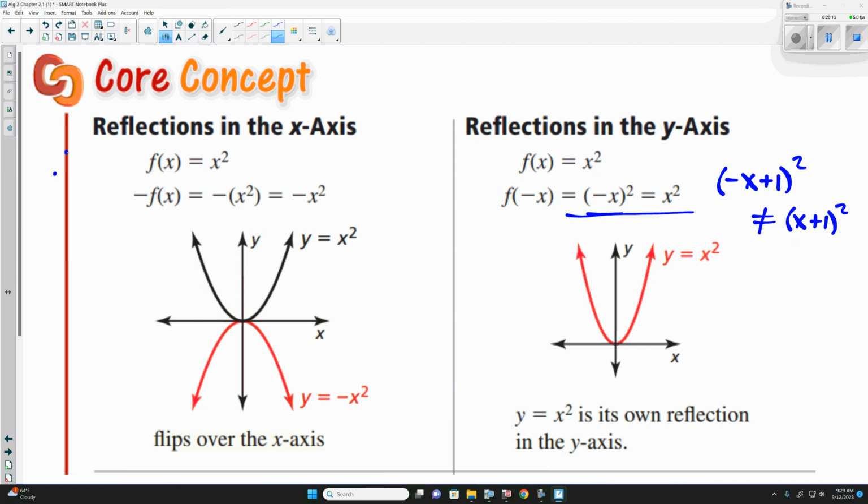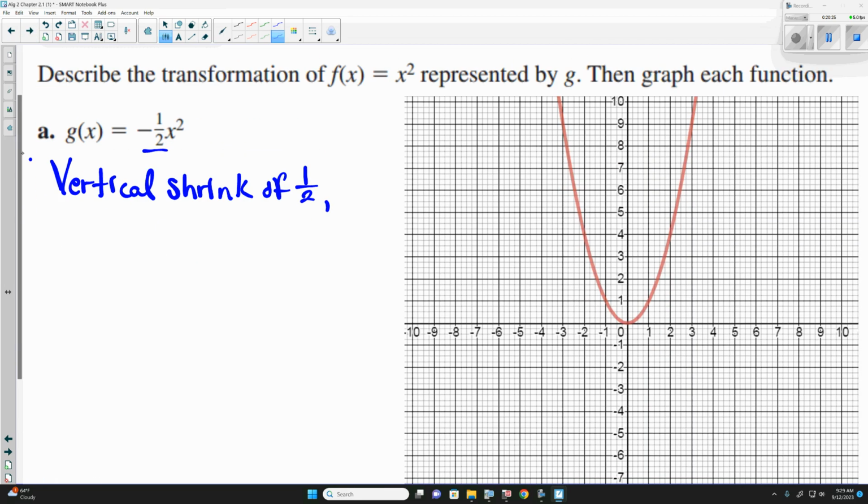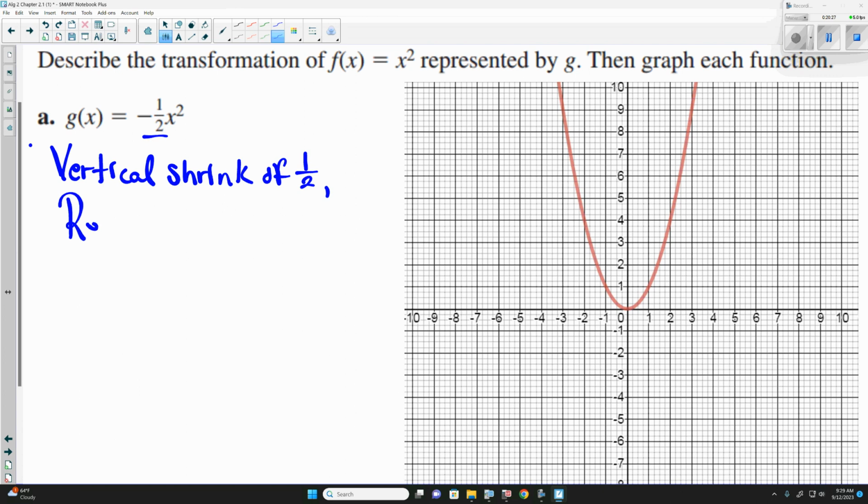Reflections. The negative. When A is negative, it's purely talking about a reflection. If it's outside the parentheses, it's across the x. If it's inside parentheses, it's across the y. So the negative here is truly talking about a reflection. If it's inside parentheses, it's on the y. If it's outside parentheses, it's on the x.